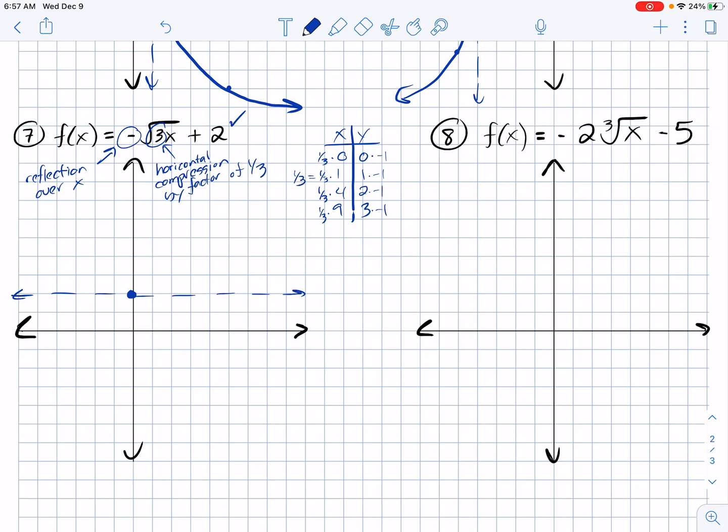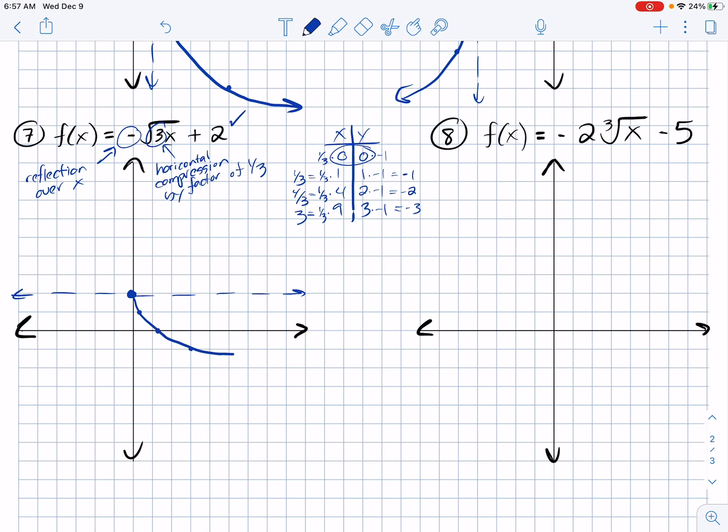So now we have 1/3, 4/3, 3, -1, -2, and -3. Okay, 0, 0 is taken care of. We already have that point on there. 1/3 and -1 would be right here. 4/3, -2, right here. And 3, -3 down here. Okay, so horizontal compression is going to look similar to a vertical stretch, which you kind of have here. You can see it a little bit, not as much because it's not a big factor, but we're also opening down as well.